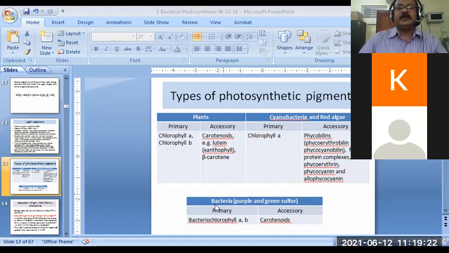Then in the case of bacteria, there are two types of photosynthetic bacteria: the purple bacteria and the green bacteria. There are purple sulfur bacteria, purple non-sulfur bacteria, green sulfur bacteria and green non-sulfur bacteria. In all these organisms, the primary pigments are bacteriochlorophyll A and bacteriochlorophyll B, and the accessory pigments are the carotenoids.